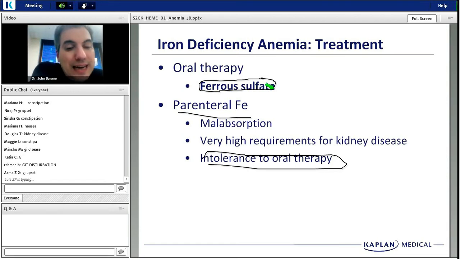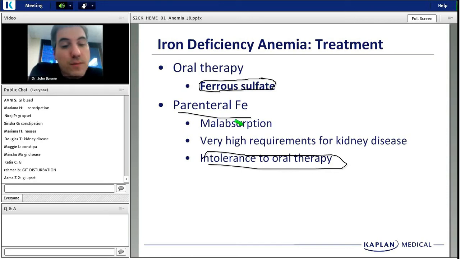So again, if you can't get enough iron on board, either because of malabsorption or intolerance, then you're going to do it parenterally. But again, do you want to do that? No, we don't want to. We want to do oral. Oral's always better. Okay, but parenteral if you have to. All right, now one more thing. If they have low acid, you might want to add what?